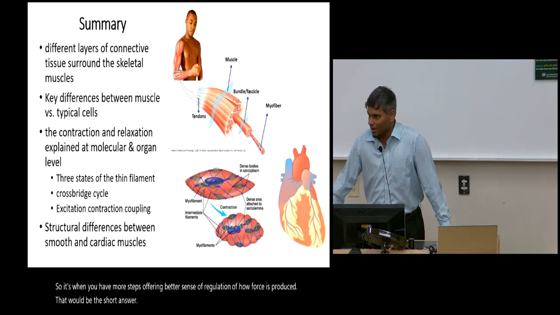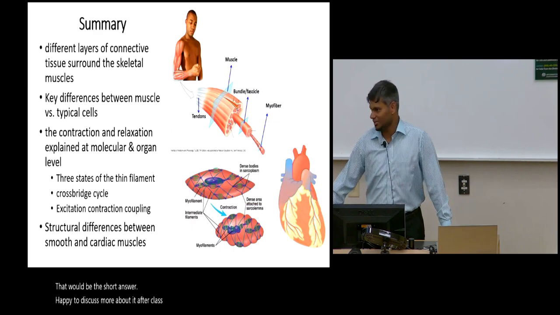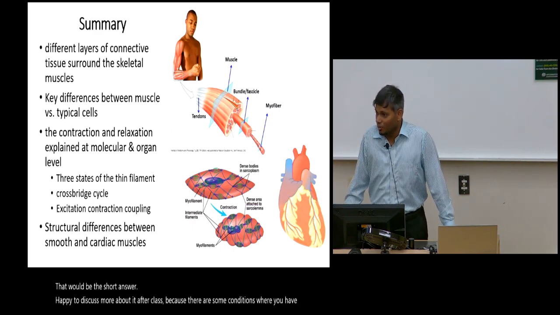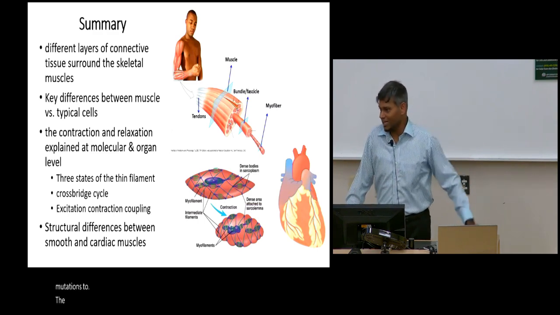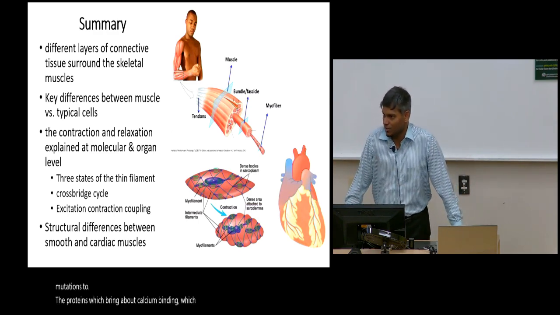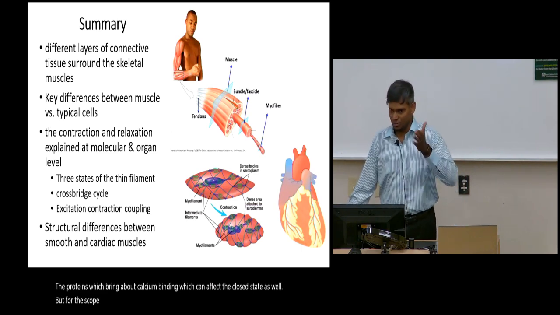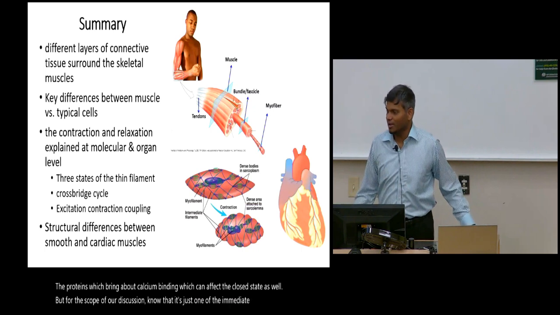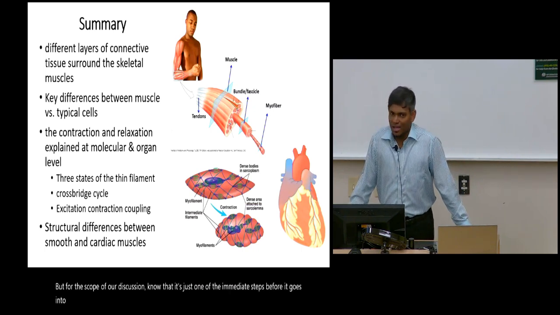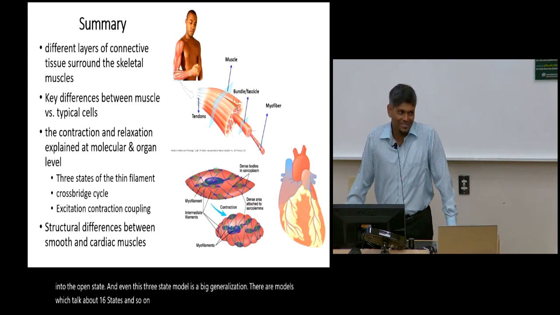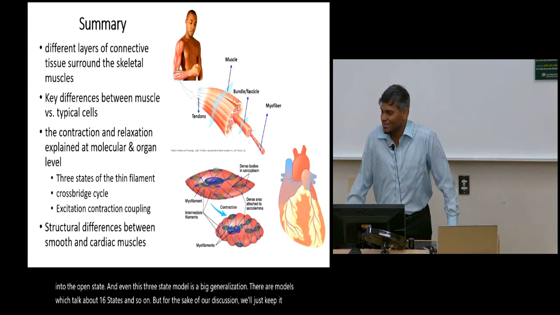Happy to discuss more about it after class, because there are some conditions where you have mutations to the proteins which bring about calcium binding, which can affect the closed state as well. But for the scope of our discussion, know that it's just one of the intermediate steps before it goes into the open state. And even this 3-state model is a big generalization. There are models which talk about 16 states and so on, but for the sake of our discussion, we'll just keep it to 3 states. So it makes sense? Yeah.